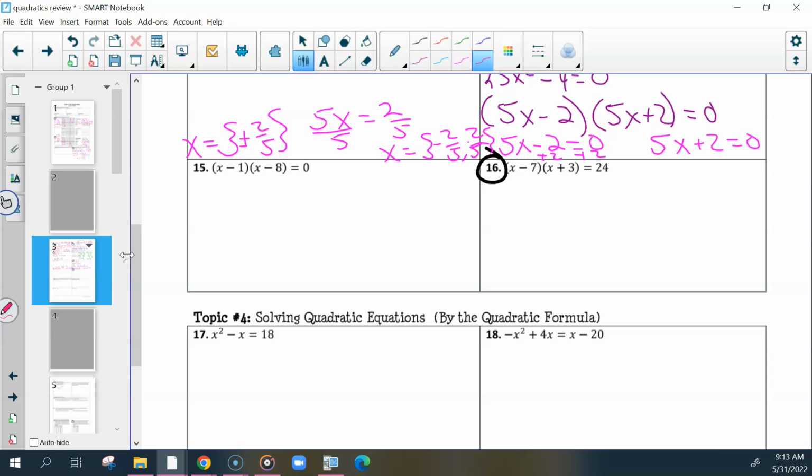So you would need to either subtract 24, distribute, combine like terms, and then solve it from there, or distribute, combine like terms, and then subtract 24. That order does not matter. I'm going to distribute first. So x times x will give us x squared, x times 3 will give us 3x. Negative 7 times x would be negative 7x, and negative 7 times 3 would be negative 21. Then we could subtract 24 and combine the terms.